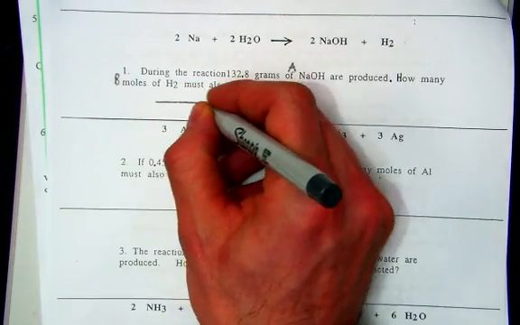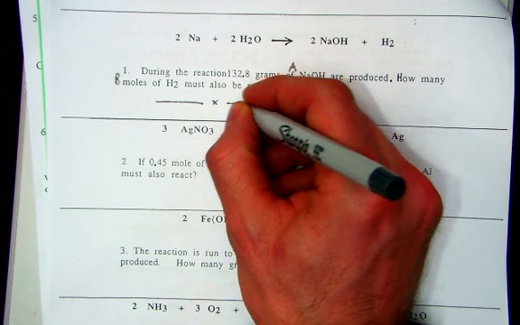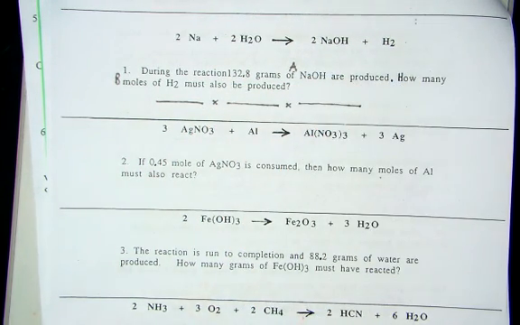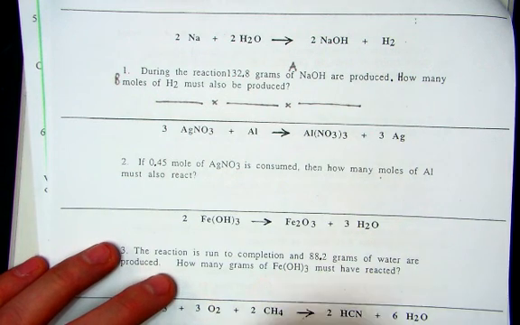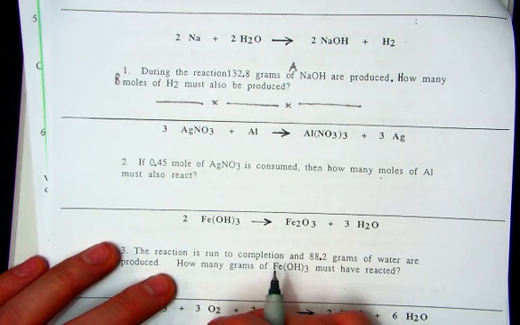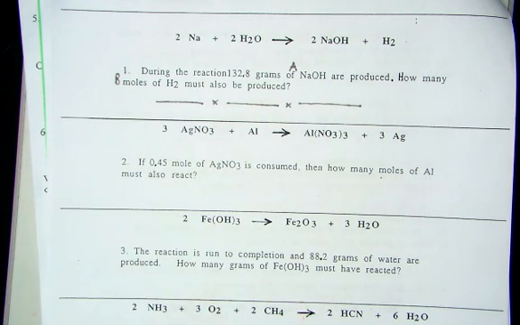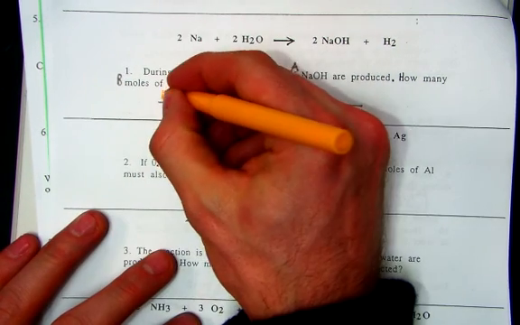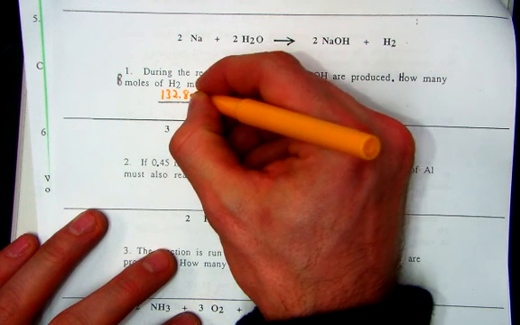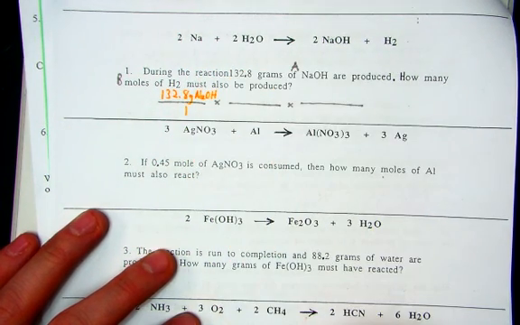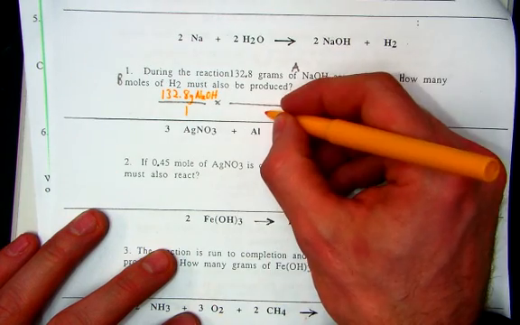So I put one, two, three. I put my three bars. I start off the same way we've been starting all the time. So, Mackenzie, how am I going to start? On top, you're going to put 132.8 grams of NaOH over one. All right, and then what units have to go on the bottom of the second bar?